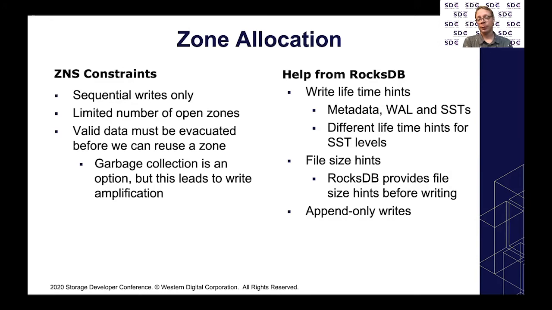We also get file size hints, which RocksDB provides before starting writing a file. So we could use that. We don't do that at the moment, but we could use that to predict how much space would be needed by a file. And most importantly, RocksDB supports append-only writes, which is great because we don't have to do any really smart copy-on-write logic in ZenFS. We can avoid that.